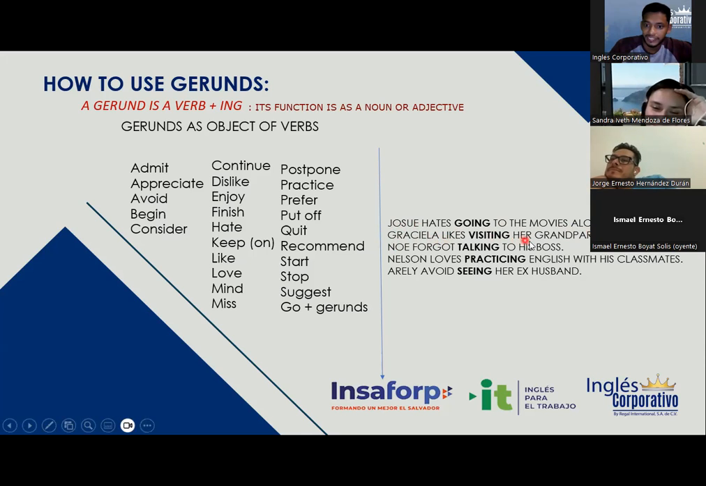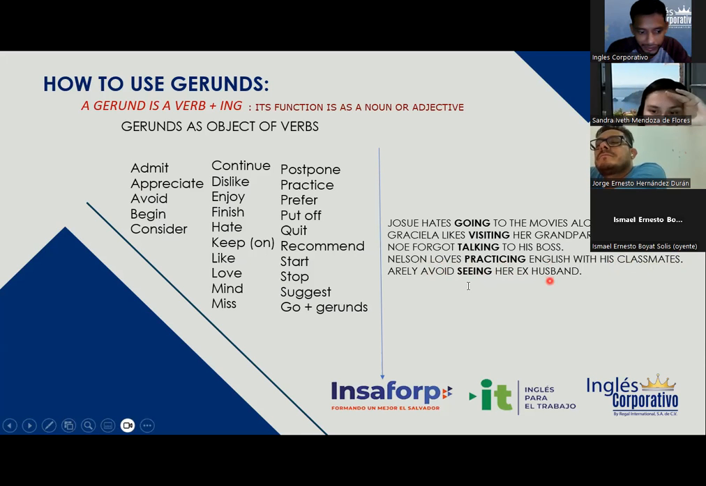Graciela likes visiting her grandparents. A ella le gusta visitar a sus abuelos. Noé forgot talking to his boss. A Noé se le olvidó hablar con su jefe. Nelson loves practicing English with his classmates. A Nelson le gusta o le encanta practicar inglés con sus compañeros. Arely avoids, aquí lleva S, avoids seeing her ex-husband.